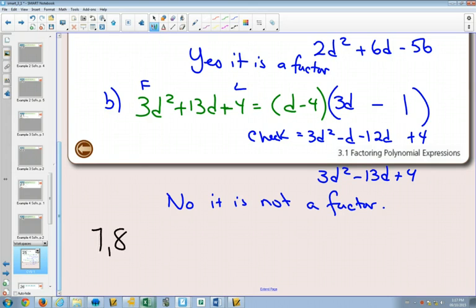So the ones you can do that are like this are numbers 7 and 8. We're not going to do them right now. We're going to go to example 2.